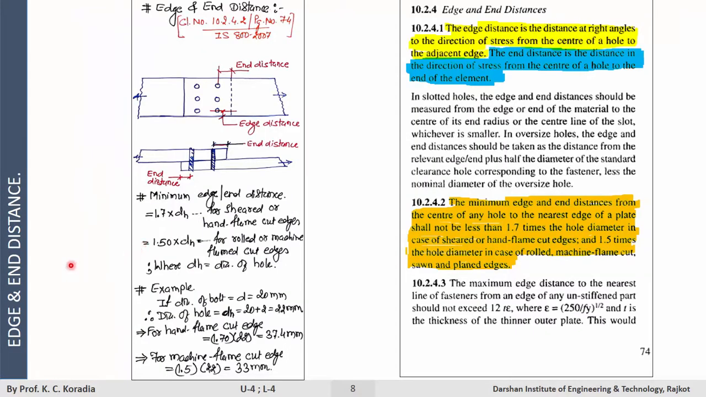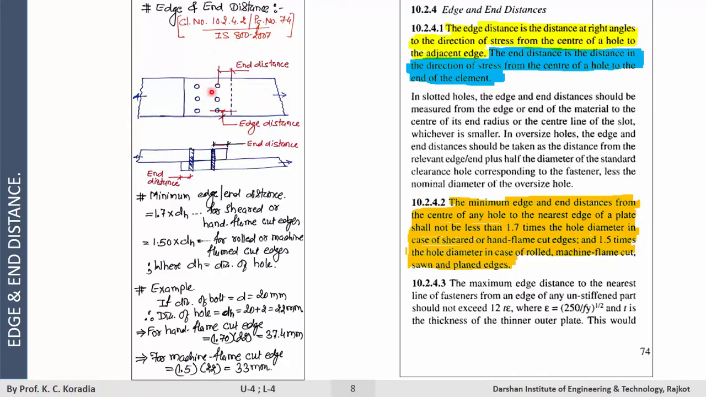Second in this series is edge and end distance. The edge distance is the distance at a right angle to the direction of stresses or force, from the center of the hole to the adjacent edge. This is your edge distance. If your positive and negative x-axis is your force direction, then your edge distance is measured in the y direction. This is your edge distance.